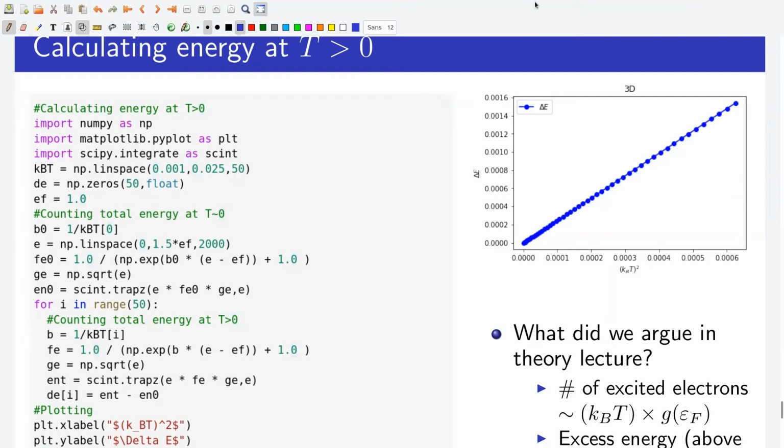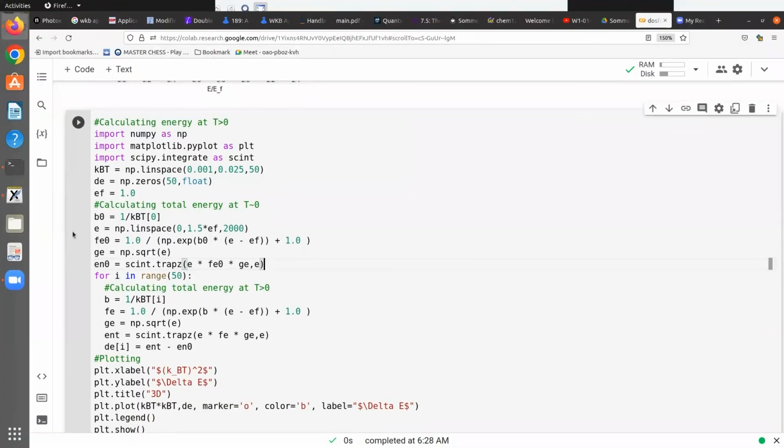Let us write a code to calculate the energy difference between T equal to 0 and T greater than 0. This is where we calculate the area under the curve at T equal to 0. And this is where we calculate the area under the curve at T greater than 0. We store the energy difference at different temperatures in an array. This is the code for calculating the energy difference for temperature T equal to 0 and T greater than 0.